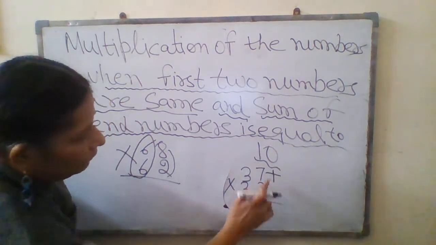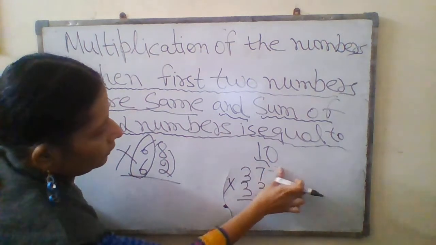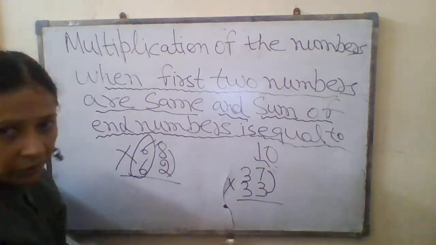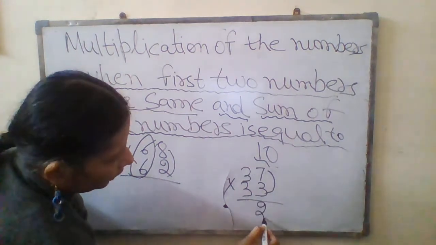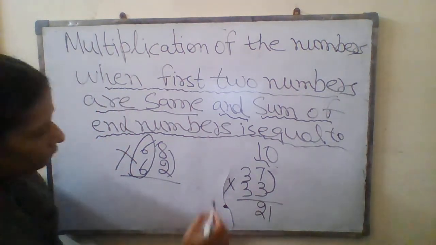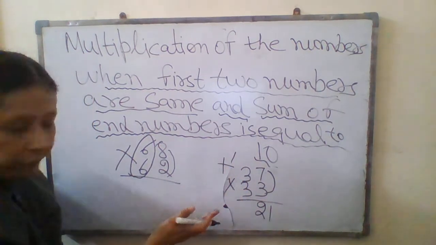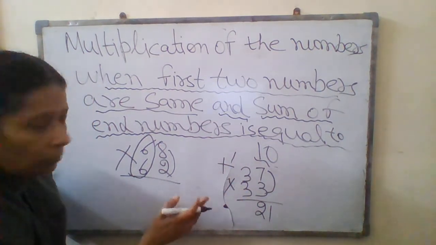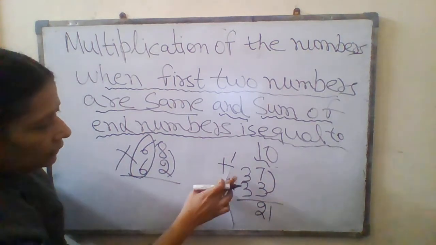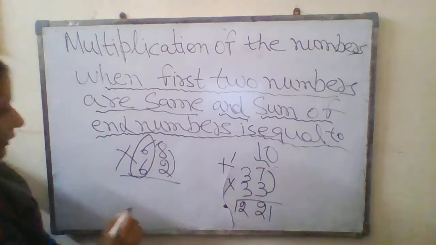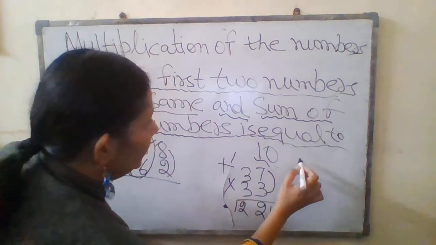How will you solve it? Wait, first you put a mark like this. 7 3s, as all of you know, is 21. Okay, 21, and what will you do here? 3 plus 1 in your mind. You have to do this work in your mind. 3 plus 1 is 4. 4 3s is 12. Like this, you can try other examples.